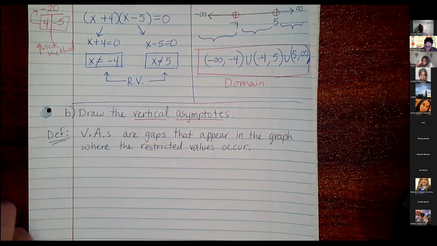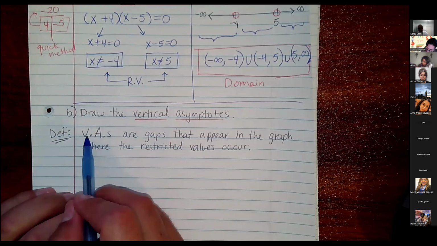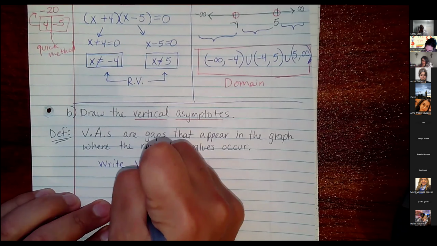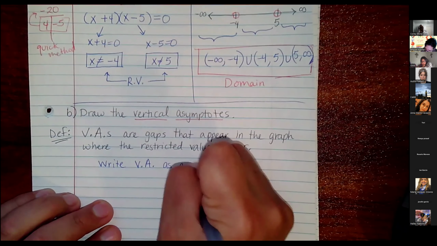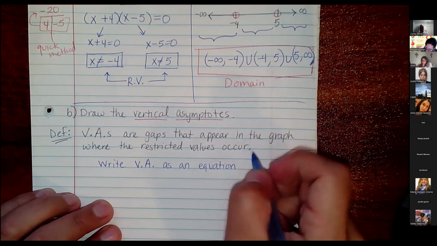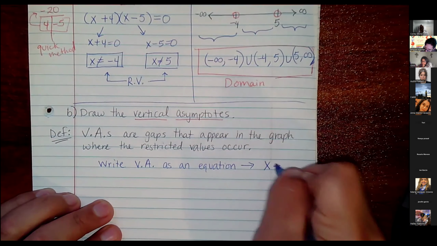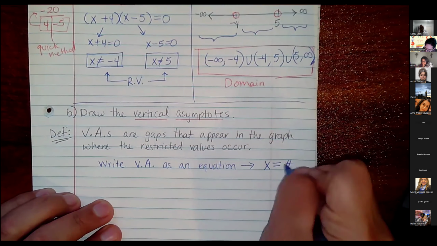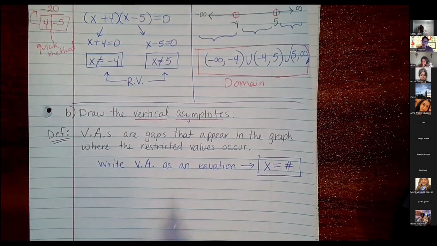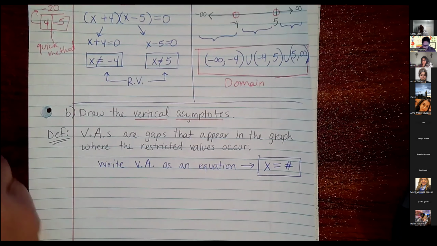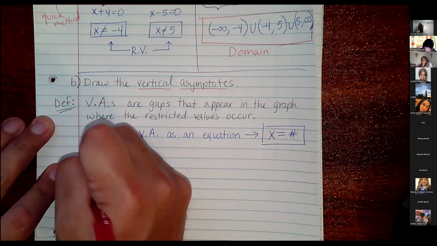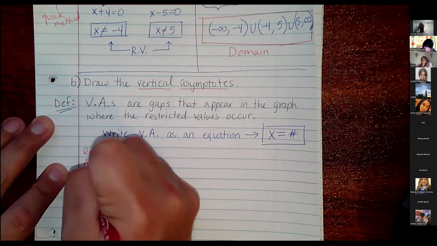Okay. So when you get to a question like this in ALEKS and it asks you to find the vertical asymptotes, it's often going to say write the vertical asymptotes as an equation. And when you see that, write the vertical asymptote as an equation, you're going to put x is equal to some number. Okay, so this is going to be similar to, if you recall, the axis of symmetry when we were studying quadratic functions.